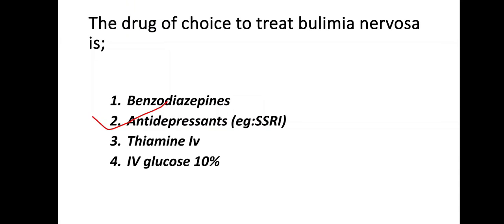Benzodiazepines we usually give for patients with anxiety disorders. The drug of choice for benzodiazepine overdose is known as flumazenil. And injection thiamine IV, usually we give this for patients with alcohol withdrawal syndrome to treat Wernicke's encephalopathy. IV glucose 10%, everyone knows that we give it to treat hypoglycemia.